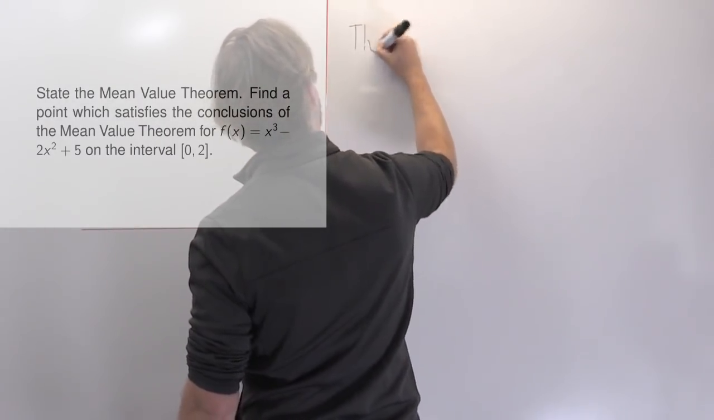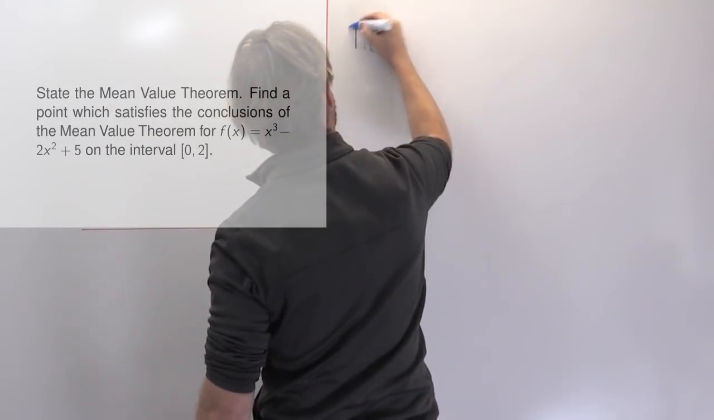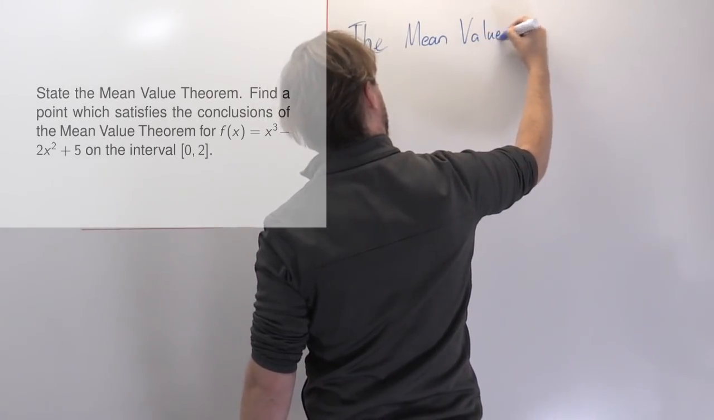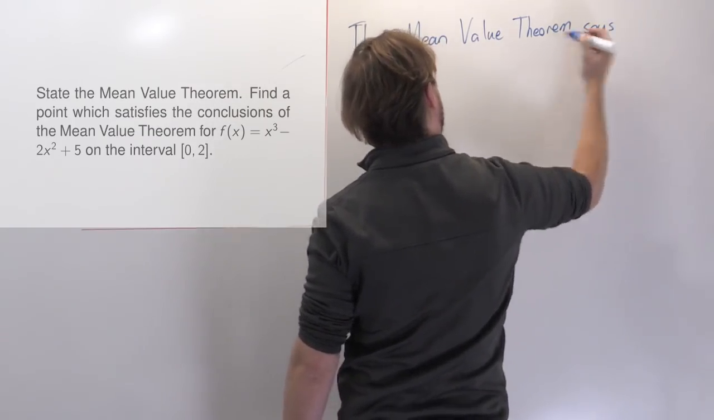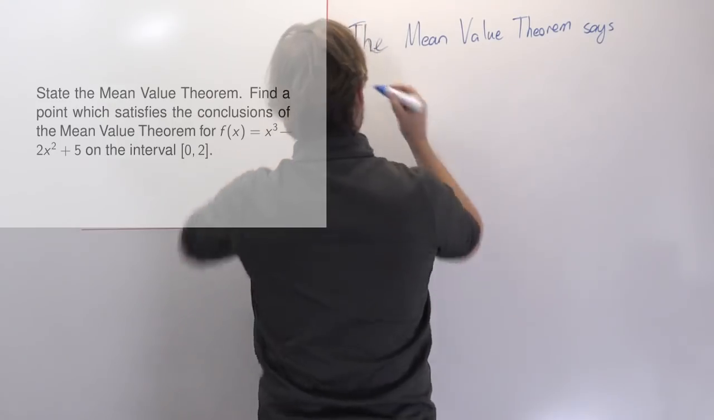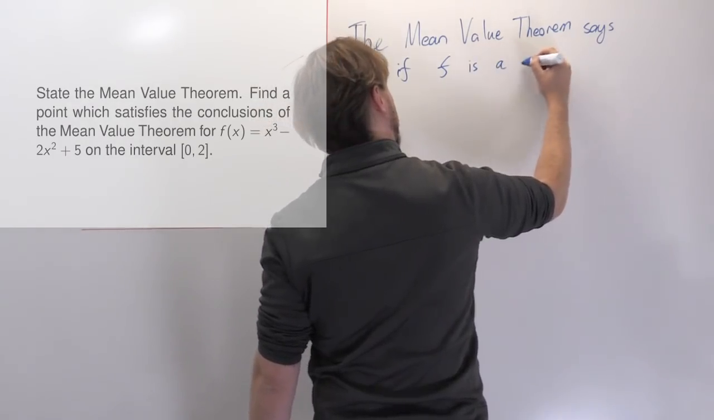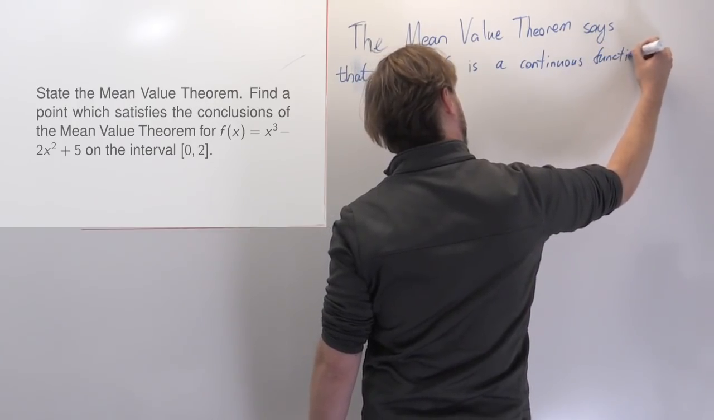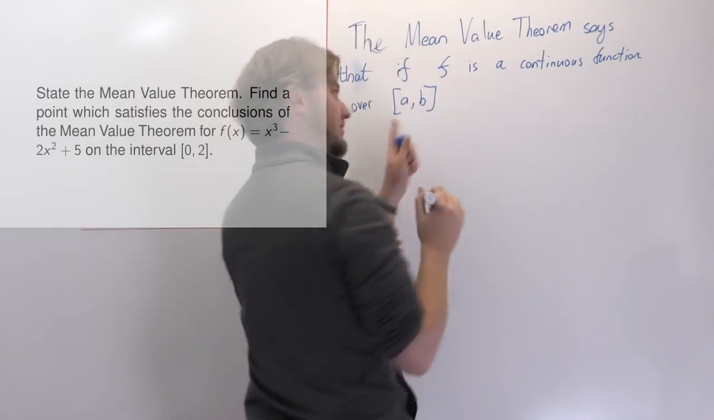So the mean value theorem says that if f is a continuous function over an interval, in this case a closed interval, so it does need to be a closed interval.